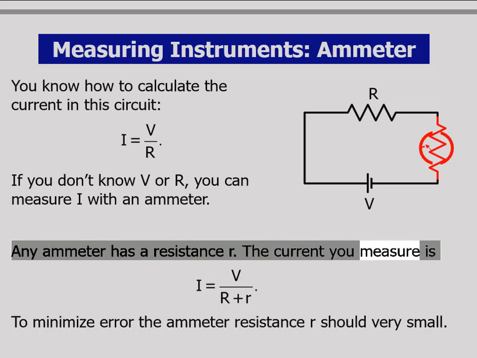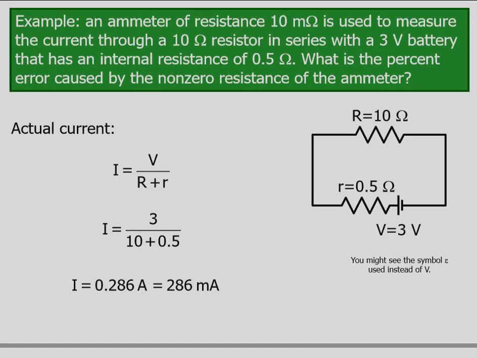The current you measure is V over R plus R_A. Example: an ammeter of resistance 10 is used to measure the current through a 10 resistor in series with a 3V battery that has an internal resistance of 0.5. What is the percent error caused by the non-zero resistance of the ammeter?